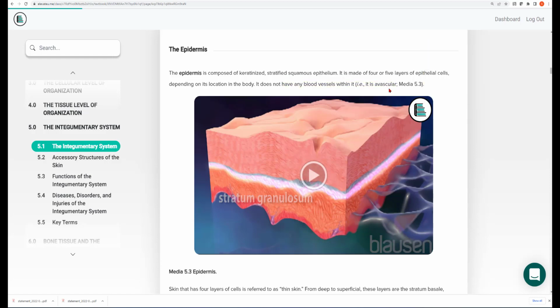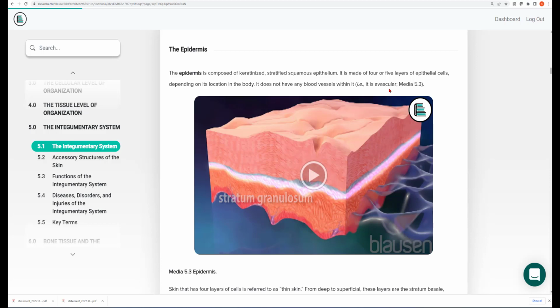This may seem like just a random fact, but it makes sense. If you gently scratch your epidermis, you definitely are flaking off layers of cells, but you don't bleed. You have to do some significant damage to your epidermis in order to bleed. So it makes sense that there are no blood vessels in the epidermis.